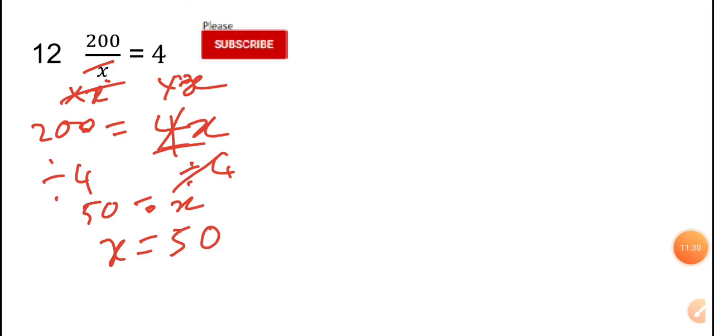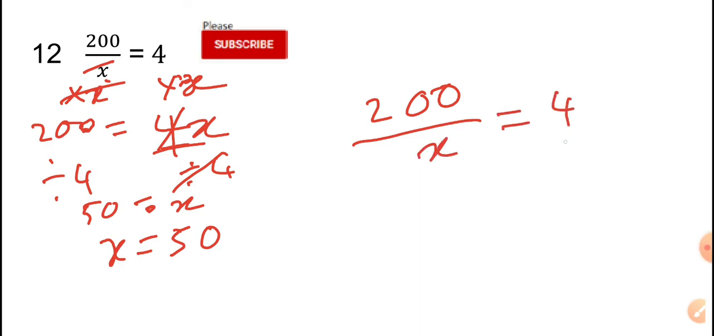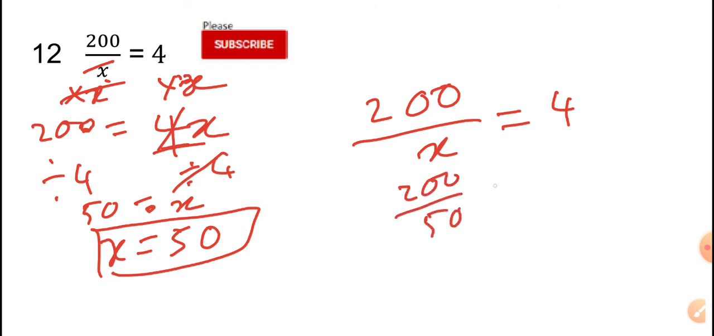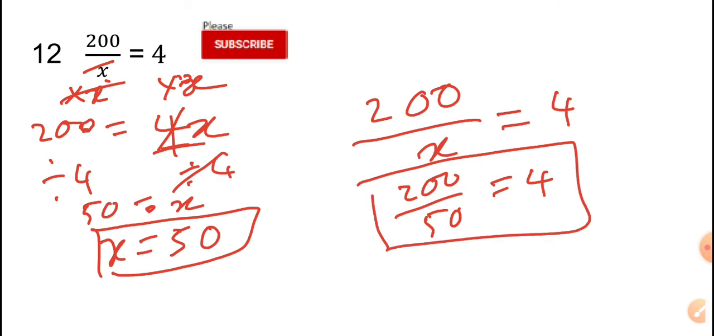As you can see, we can easily check this one by substitution, because 200 divided by x is equal to 4 was the question. And we can see, if we believe x is equal to 50, we're going to say 200 divided by 50 is equal to 4, which is true. So therefore the answer x is equal to 50 is correct.